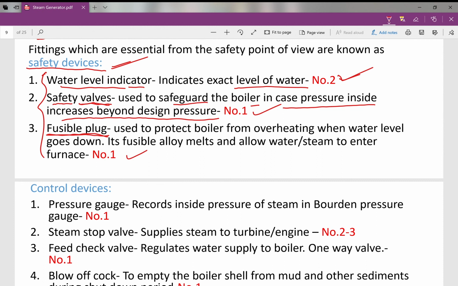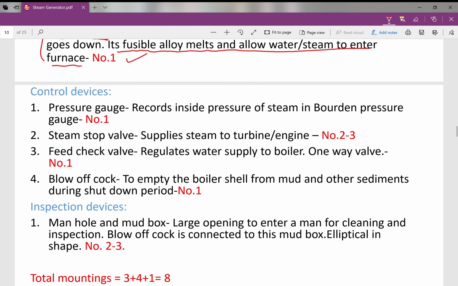For this one it is mentioned clearly that it fusibly melts and allows water and steam to enter the furnace so that it can extinguish the fire. It has material with a low melting point. Now, dear students, come to control devices.